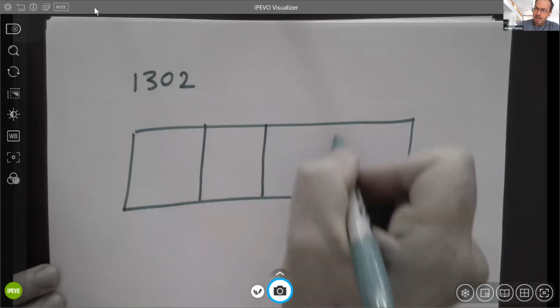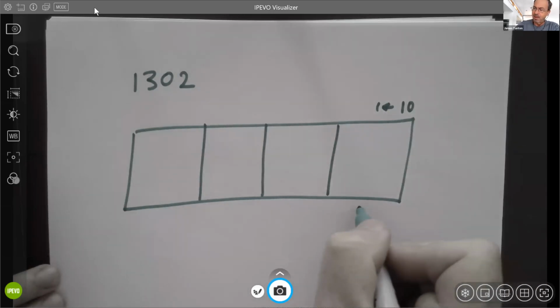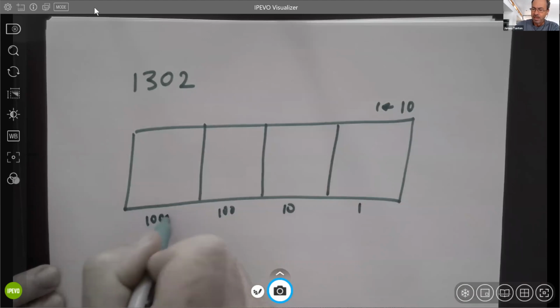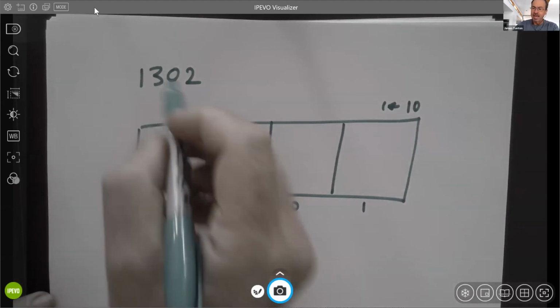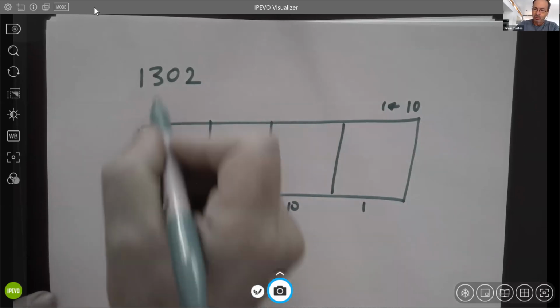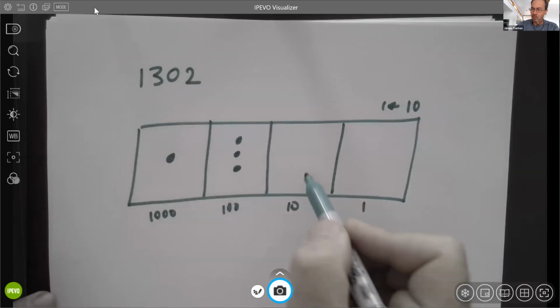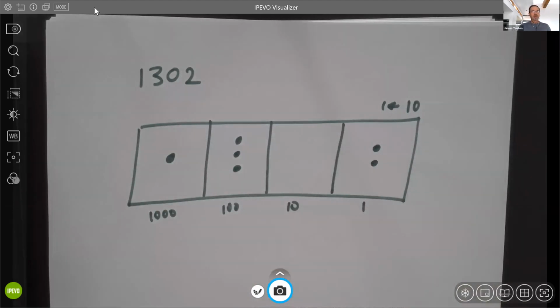I imagine a 10-1 machine, is what I call it, exploding dots. A lot of people talk about place value charts or maybe use manipulatives like 10 blocks and so forth. I've got ones, tens, hundreds, and thousands. I'm saying literally 1,000, literally three 100s. There they are. No tens, and 2. So there's the number 1,302 as a picture.